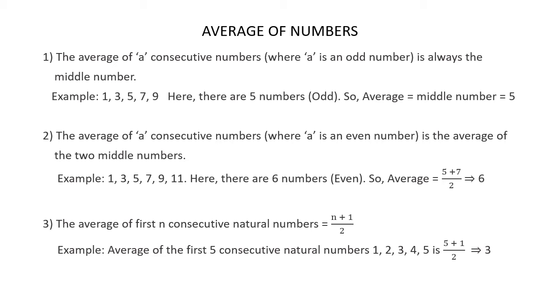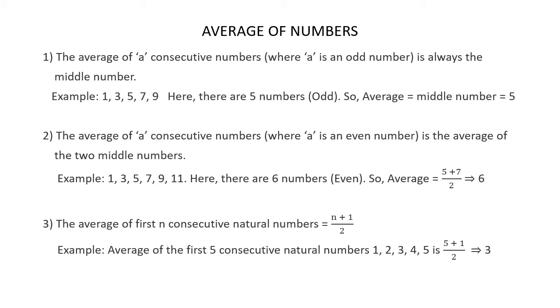Let's learn how to find the average of numbers. The average of A consecutive numbers where A is an odd number is always the middle number. For example, take the numbers 1, 3, 5, 7 and 9. Here there are 5 numbers and 5 is an odd number. So the average is the middle number here, which is 5. So since there are 5 numbers here and 5 is an odd number, the average is the middle number, which is 5.